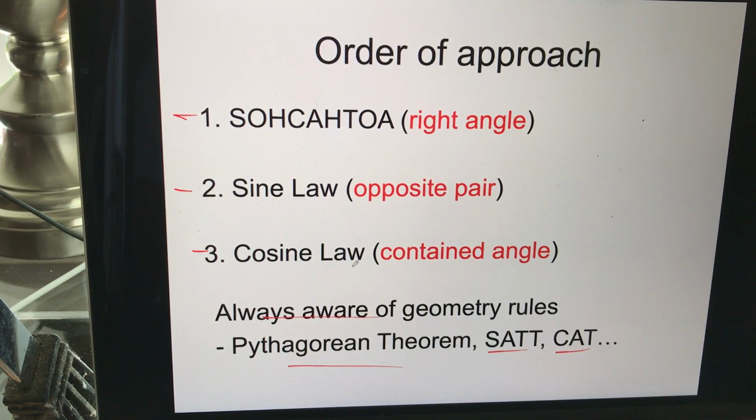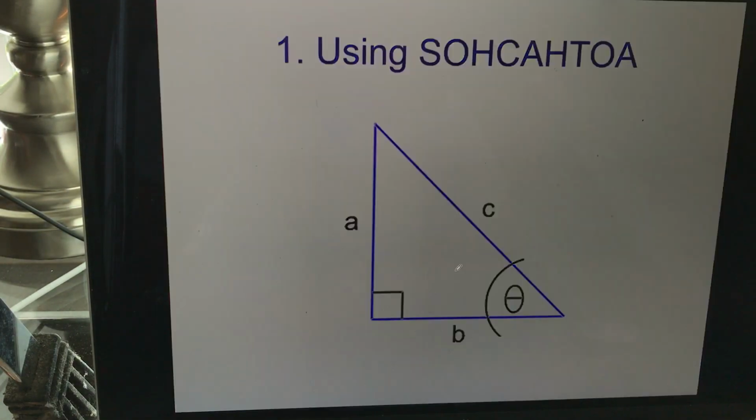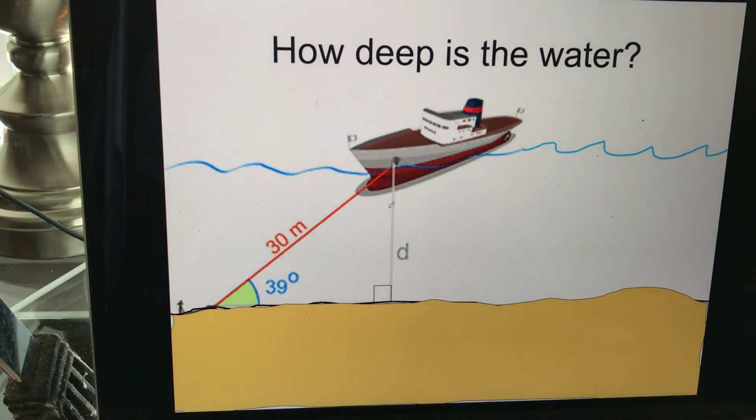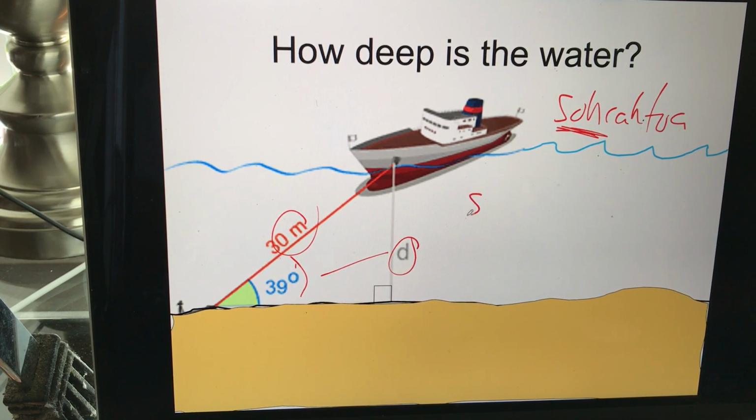So we can always use geometry. Don't forget, we can always use geometry to help us get through some of these questions. So we know SOHCAHTOA, we're pretty comfortable with that. Here's an example. How deep is the water in the boat? Here's my primary angle theta. This is the opposite, and this is the hypotenuse. So what uses opposite and hypotenuse? That would be sine. So I know I could write sine 39 is opposite d over hypotenuse 30. And then I could go from there and solve for d.